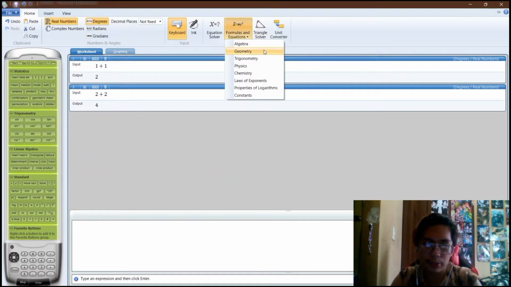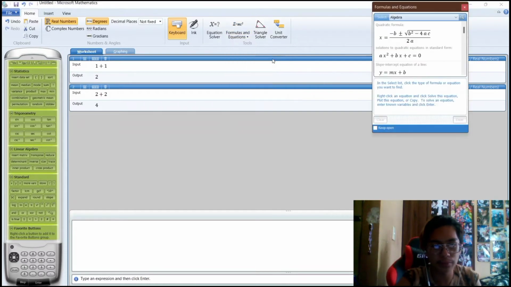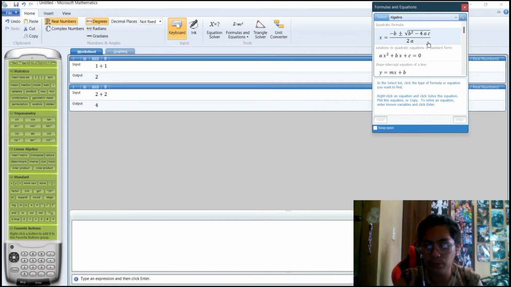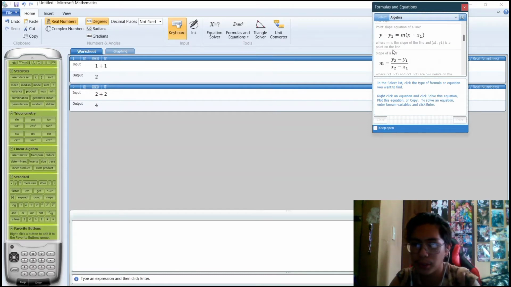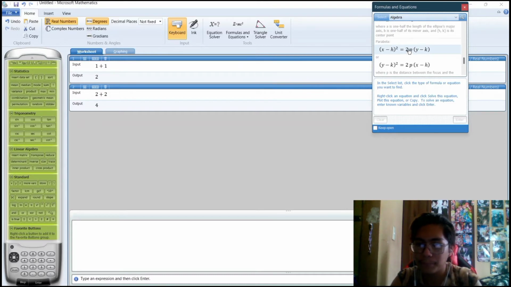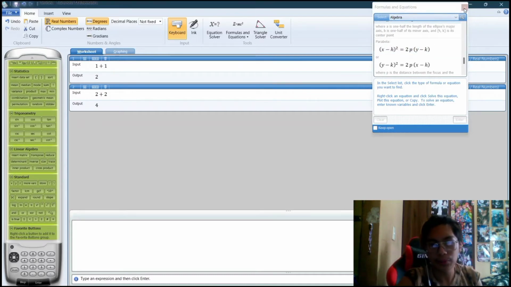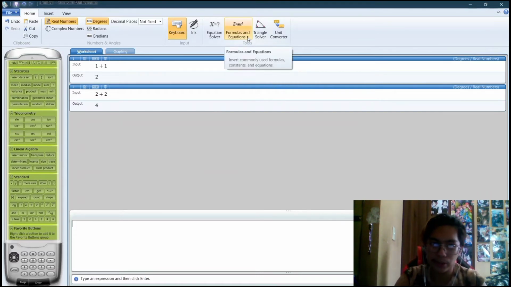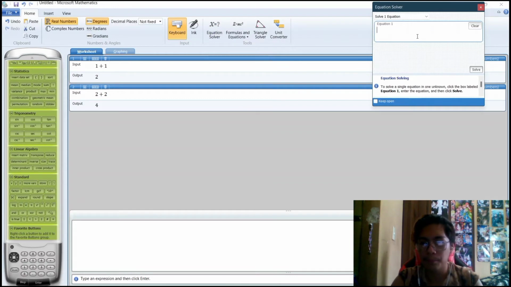Next we have formulas and equations. Here we have different formulas in different topics. For example, in algebra we have the quadratic formula, the slope intercept formula, the midpoint formula, etc. If you want to know the formula for a certain problem, you can check out formulas and equations on the top, and then the equation solver. If the problem has several equations, you can use the equation solver to solve multiple equations, and get your answer.